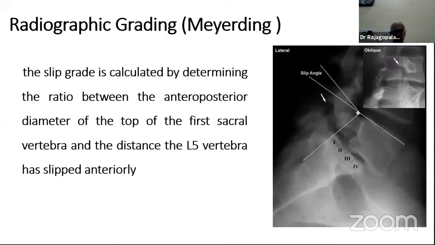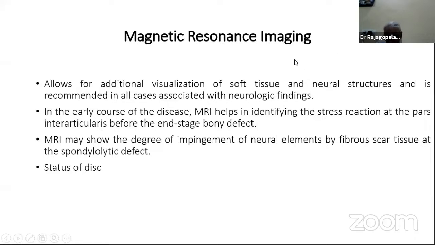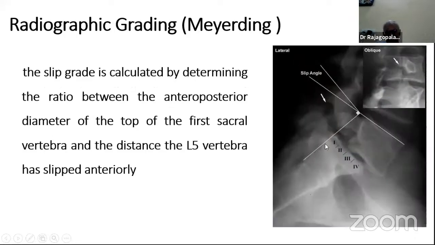The last thing: radiologically there are so many parameters now. The Meyerding classification is the oldest classification. Today there is even a modified Meyerding. I'm not going into any of those things, but Meyerding you should know. It has stood the test of time. I think it is somewhere in the 1940s, I don't often remember that. Meyerding is very simple.